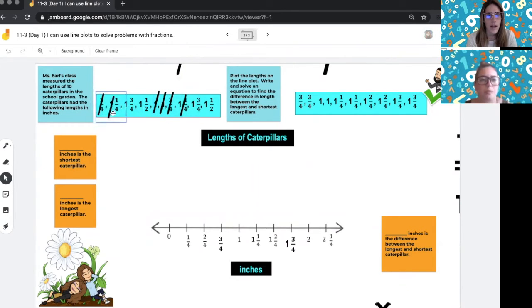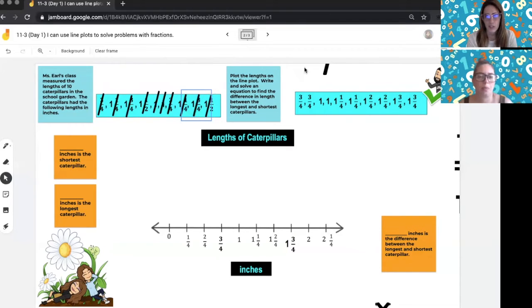I'm noticing that if we order it, it's going to be much easier to make sure that we do not forget any numbers. Yep, and crossing out while you're reordering helps you not miss any data, and it also helps with making the line plot. Our next shortest is the 1 1/2, which we now know is 1 2/4. So we can cross both the caterpillars that are 1 1/2 out. And then the tallest caterpillar is 1 3/4, and there are 2 caterpillars that are 1 3/4 inches long.